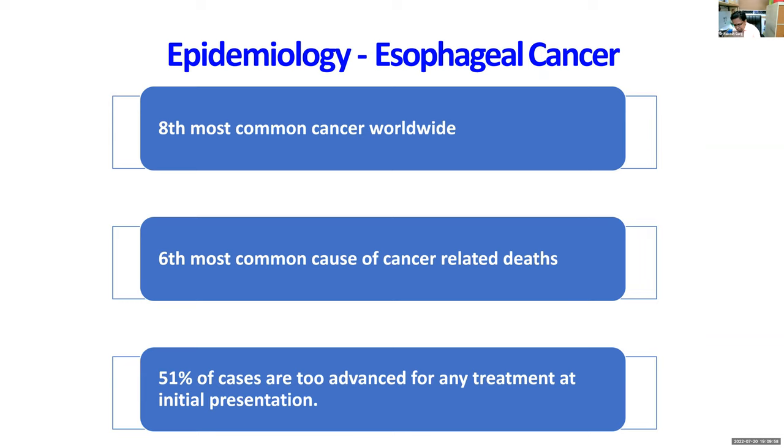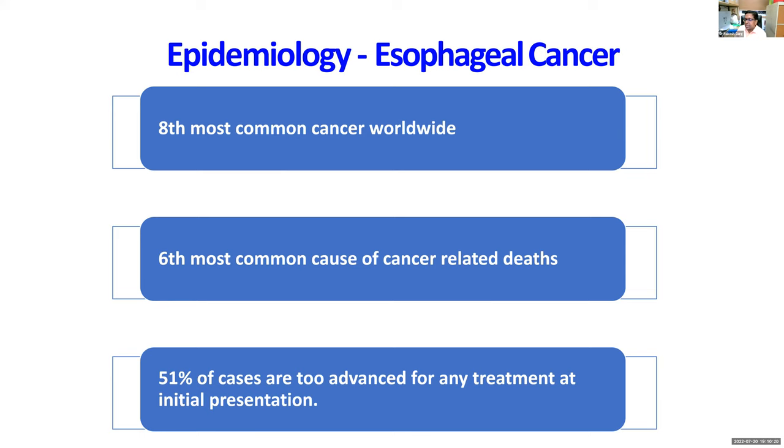Now, if we see the epidemiology, because for the postgraduate, sometimes this itself comes as a long question, and hence some understanding of epidemiology is needed. It's the 8th most common cancer worldwide, and the 6th most common cause of cancer-related morbidity and mortality. And almost half of these cases will be too advanced. I'm talking about the Indian continent.